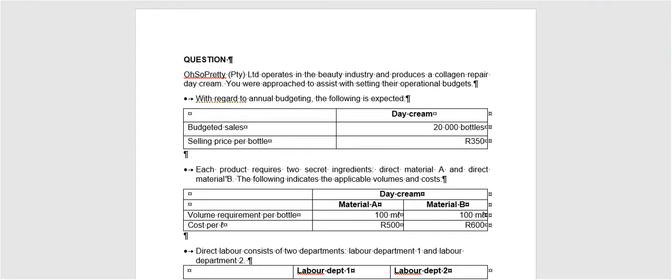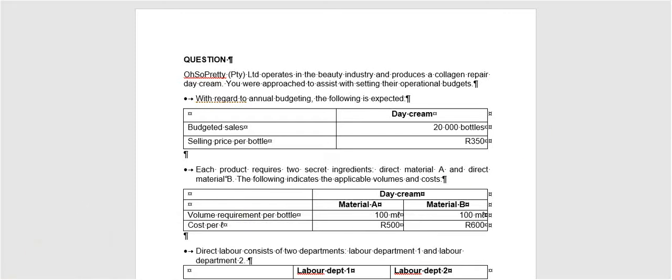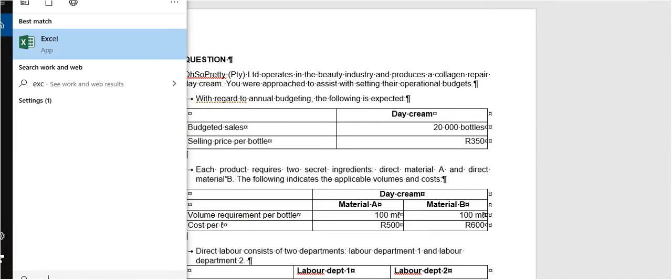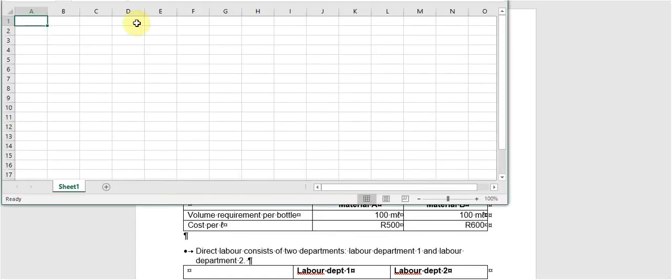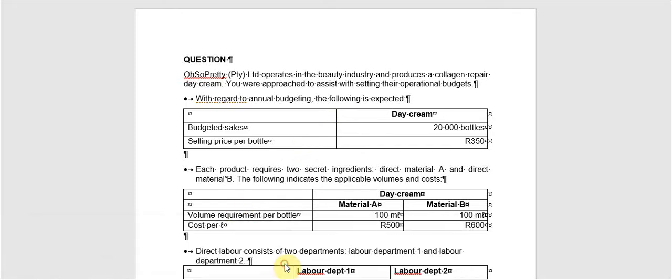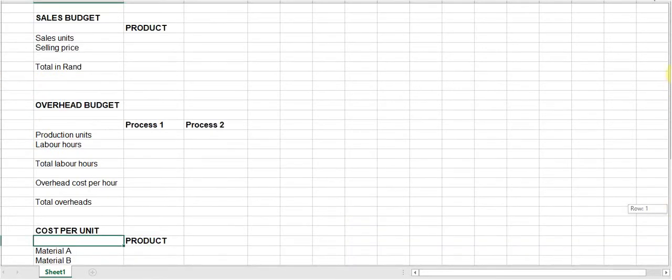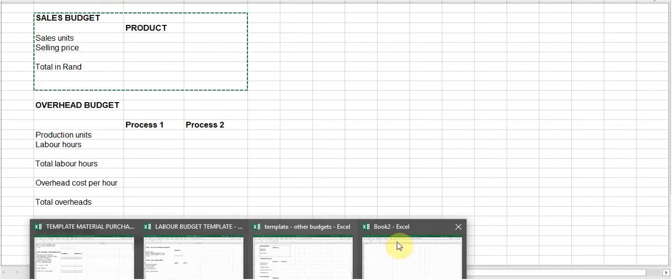All right, in order to start, I've opened a blank Excel spreadsheet. And then I am basically going to copy all the required templates onto this Excel spreadsheet. So here I am going to start with the sales budget, which is required first, and I find that one on the other budgets template. So I'm going to need this one for the required.